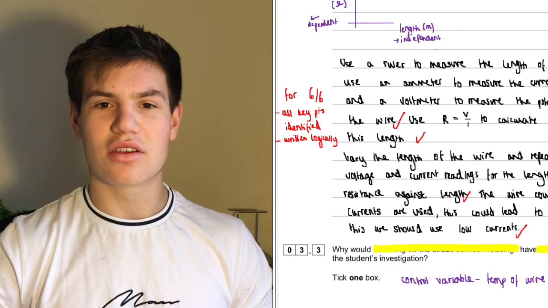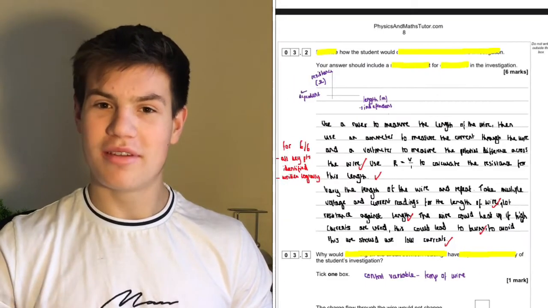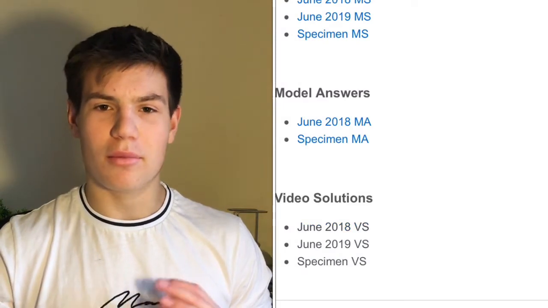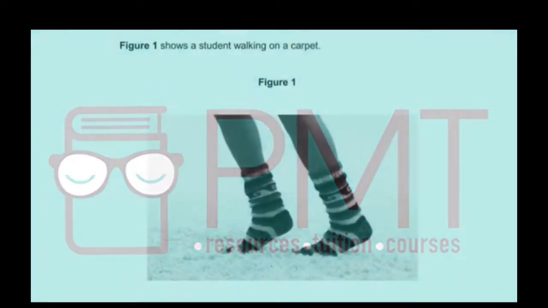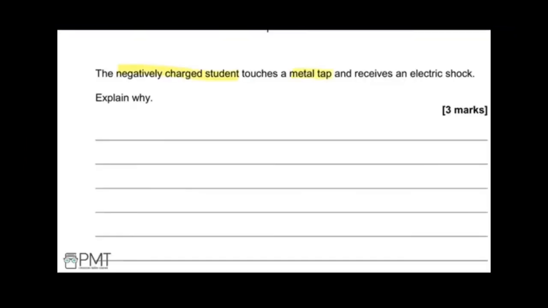And then the last section for the exam paper section of the website are these video solutions. So if you've looked at both the mark scheme and the model answers, you're still confused, you're still stuck, then the video solutions are the place to go. They are really in-depth videos and they explain what each question is asking and what knowledge you need to draw upon to achieve the marks for that question.